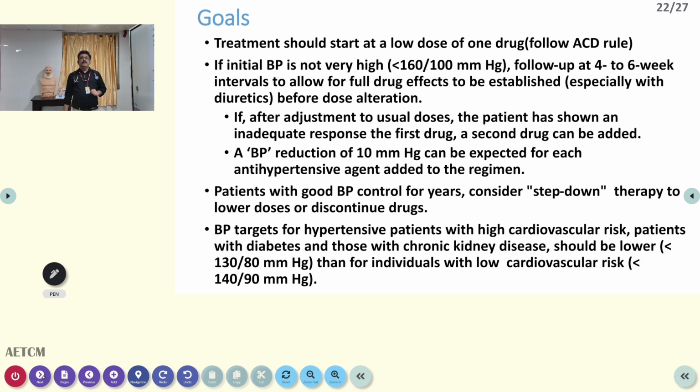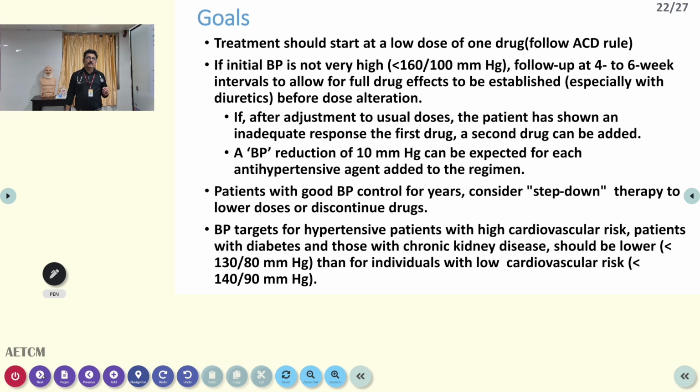Now, goals of therapy are very, very important. Remember, we are now using the ACD rule, not the ABCD rule. If the initial BP is not very high, less than 160/100, follow up at a 4 to 6 week interval, and allow the full drug effect to be established.